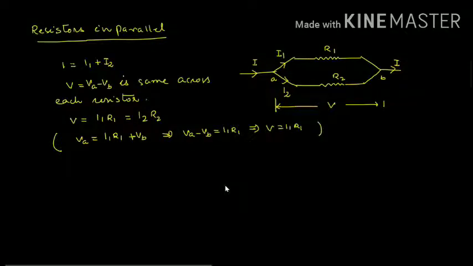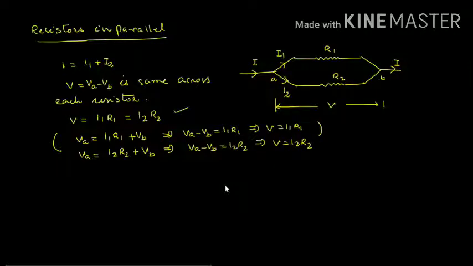Similarly, going in the lower part, we can write potential at A, VA, is equal to potential drop I2 R2 plus potential at B, which is VB. So VA minus VB is equal to I2 R2, or V equal to I2 R2.